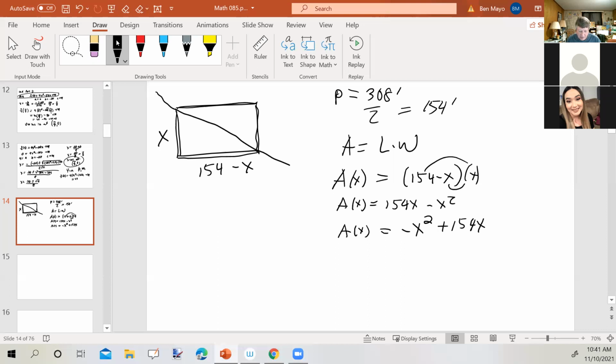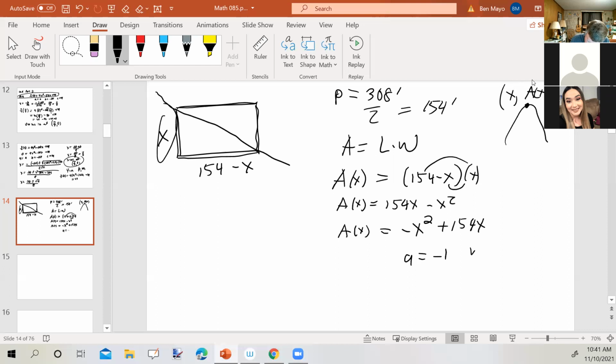Now, it's said to find the dimensions and the maximum area. So I need to find X. The parabola would open downwards because the leading coefficient is negative. The vertex would consist of an X, A of X ordered pair, where the input would be this length or width here, and the output would be the maximum area. So basically I'm looking for the vertex.